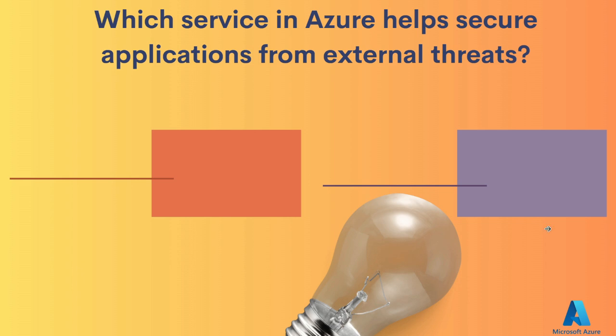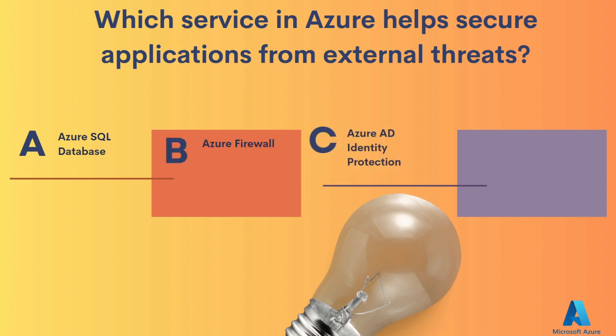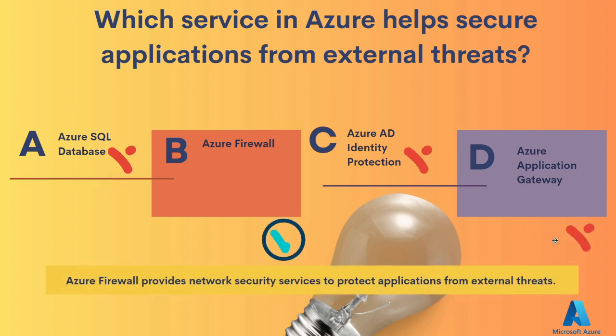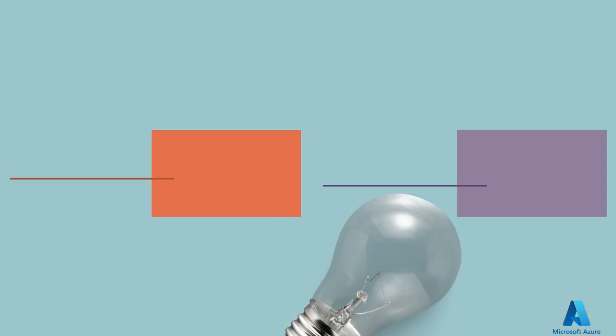And our next question is, which service in Azure helps secure applications from external threats? And our options are Azure SQL Database, Azure Firewall, Azure AD Identity Protection, Azure Application Gateway. And the right answer is Azure Firewall. Azure Firewall provides network security services to protect applications from external threats. Let's go to the next question.